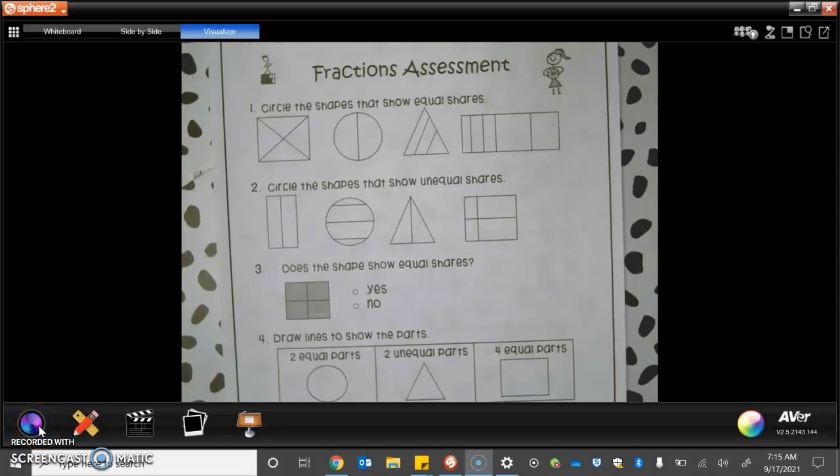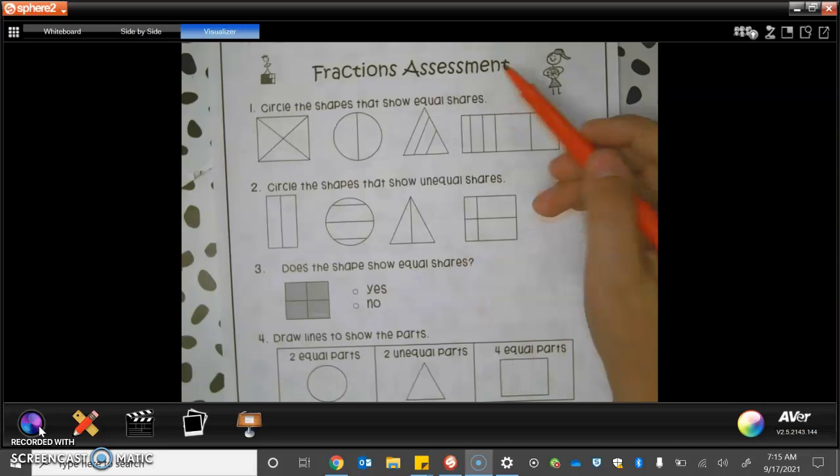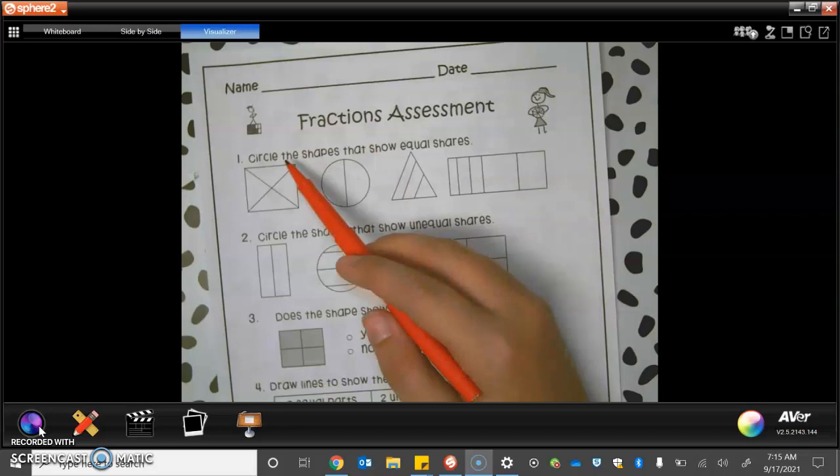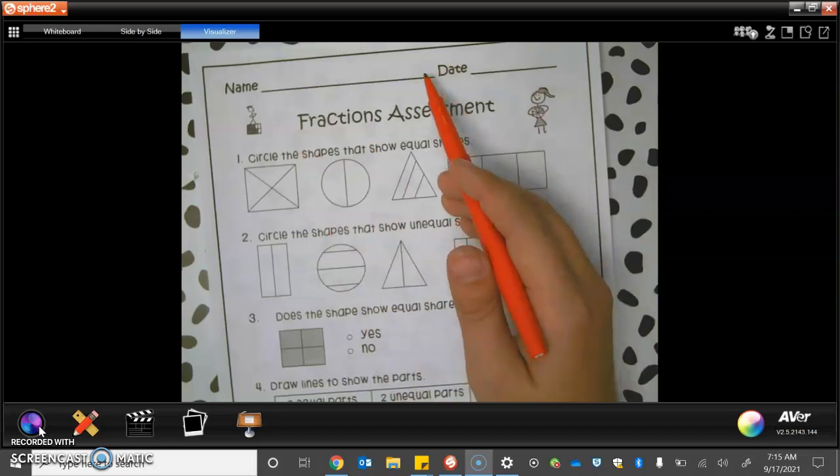Today you will be taking the fraction assessment. So make sure that you write your name on the top, and then we will begin with number 1. So double check that your name is on the paper.